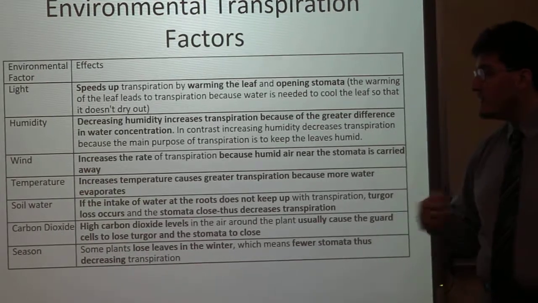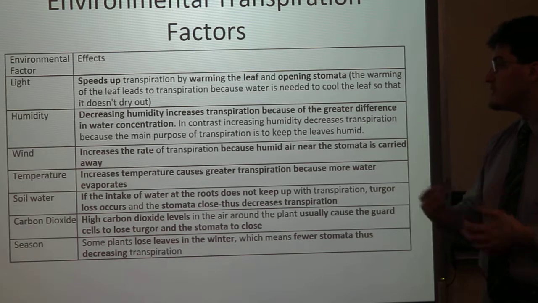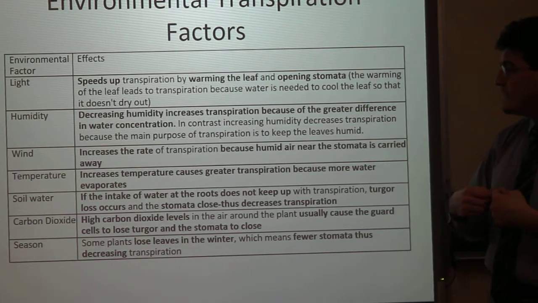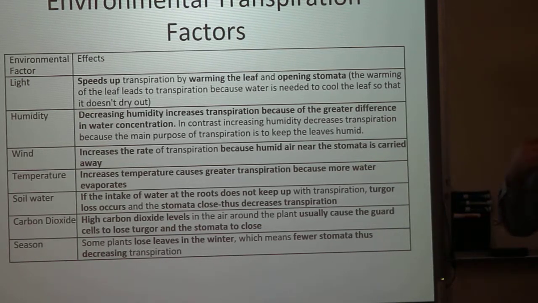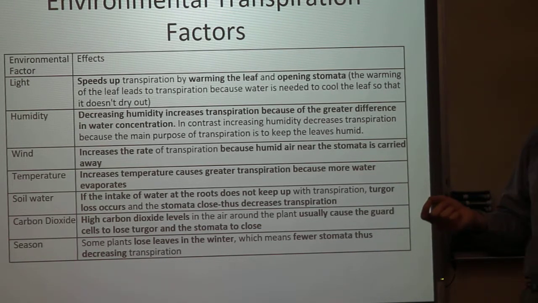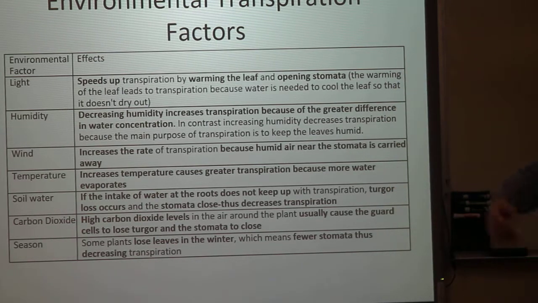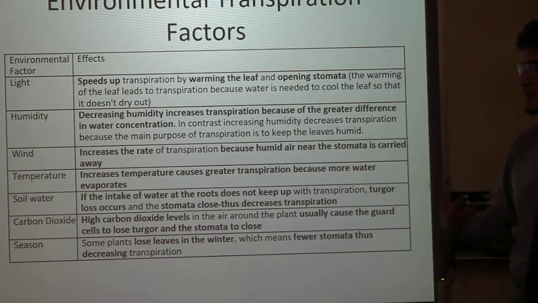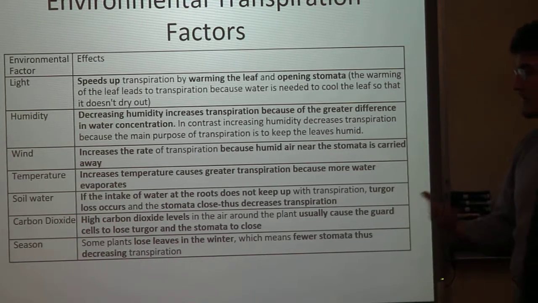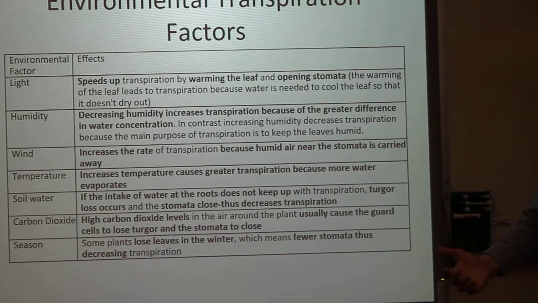Increasing wind speed is going to increase the rate of transpiration because you're carrying the humid air near the stomata away from the leaf, thus increasing the steepness of the concentration gradient. The soil water. If the intake of water at the roots is not keeping up with transpiration, turgor loss is going to occur and stomata are going to close, and that will decrease the rate of transpiration.